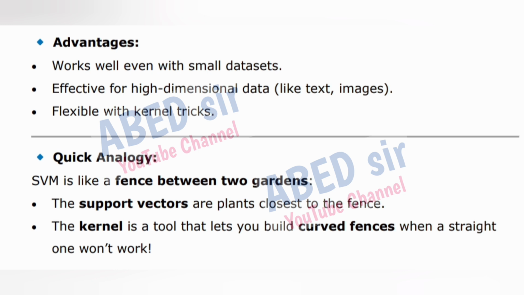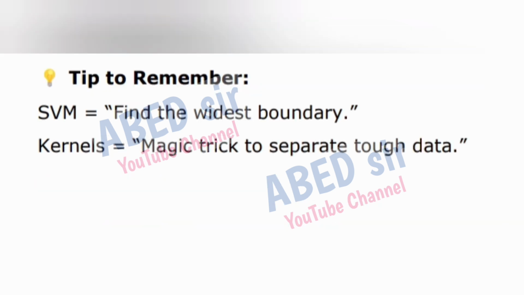SVM is like a fence between two gardens. The support vectors are plants closest to the fence. The kernel is a tool that lets you build curved fences when a straight one won't work. Tip to remember: SVM equals find the widest boundary. Kernels equal magic trick to separate tough data.